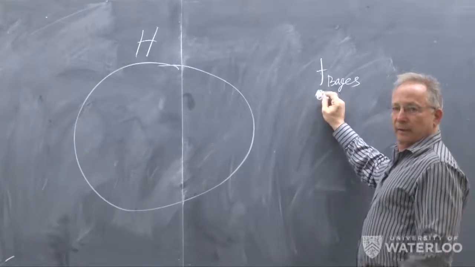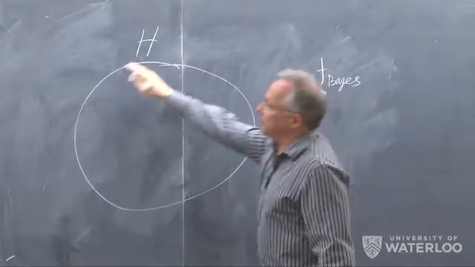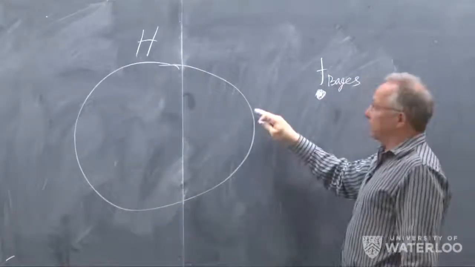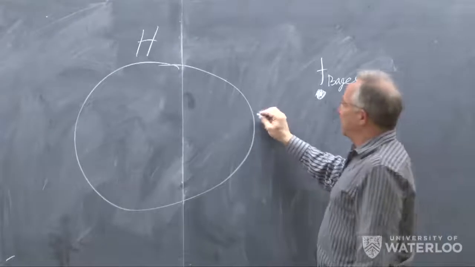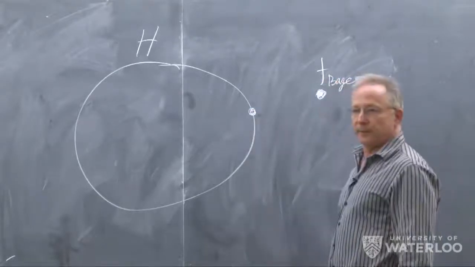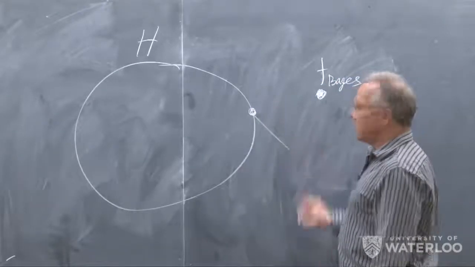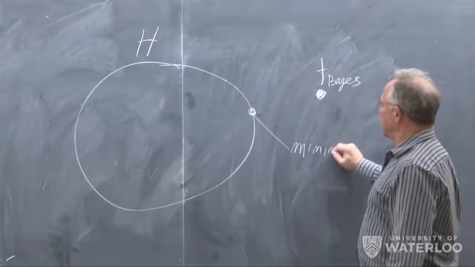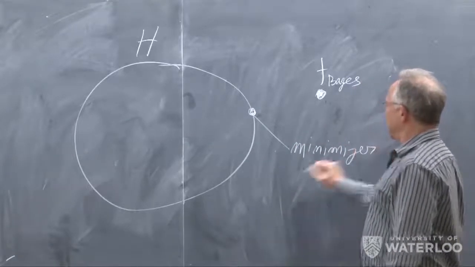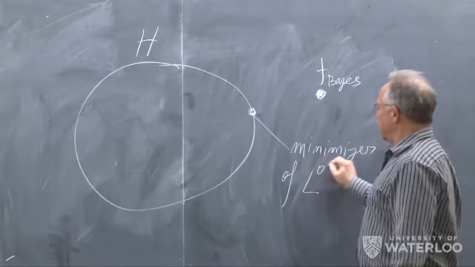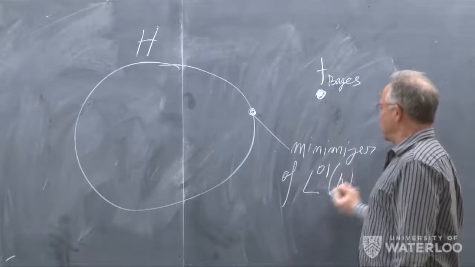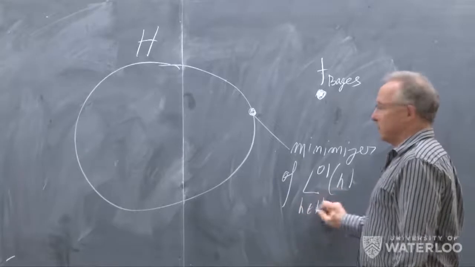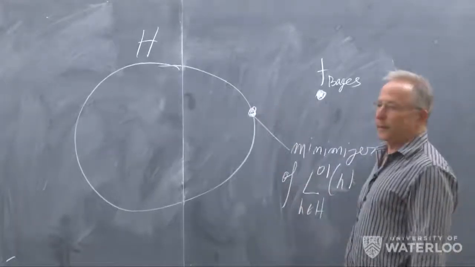Now, since I'm restricting myself to classifiers in H, the best that I could do is this guy. What is this guy? This one is the minimizer of L_0-1 of h over h in H. It's the best h with respect to the 0-1 loss.